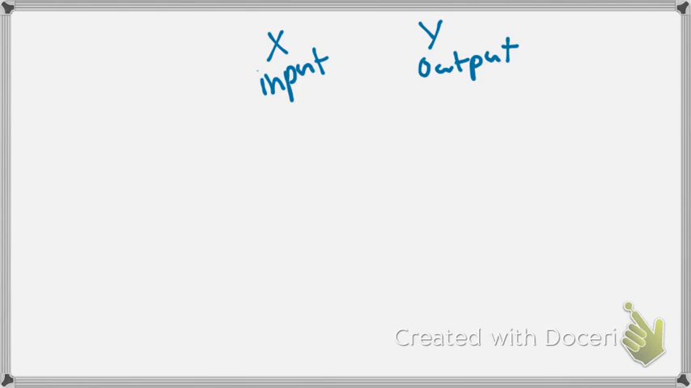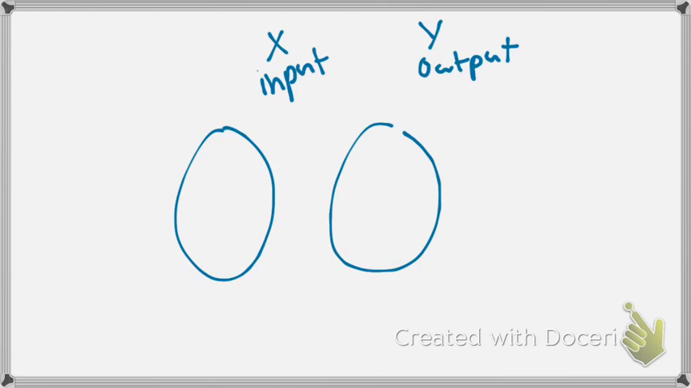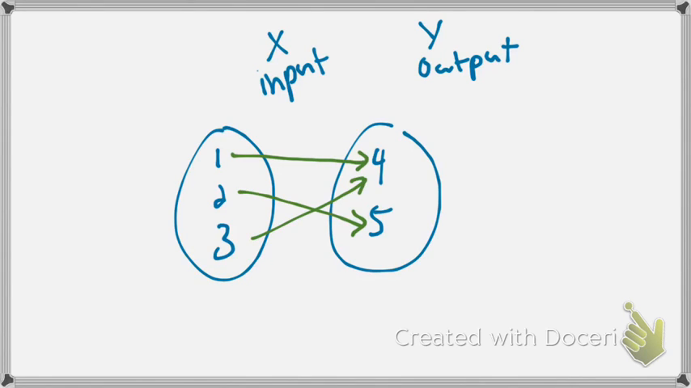Okay, so if they show you it in what they call mapping, I call it the egg form because it looks like two eggs. If they show you, let's say 1, 2, and 3, and let's say 4 and 5, and we have something like this, this is in fact a function because every input has one output. Makes it a function.